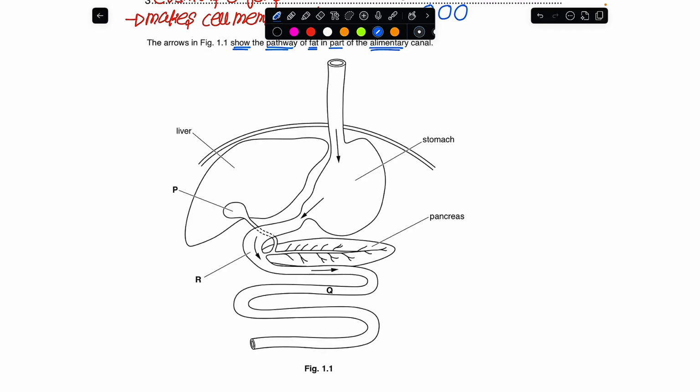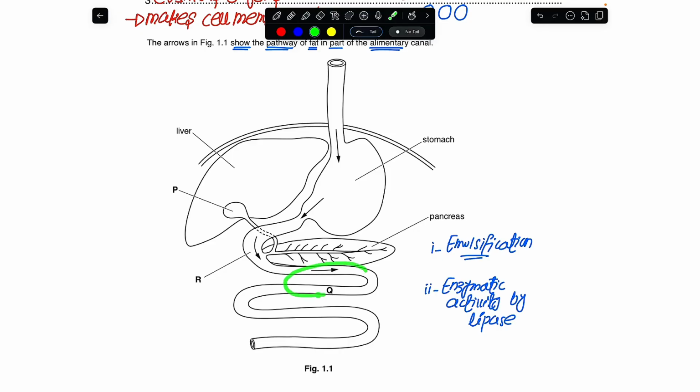The idea is very simple: fat digestion can be split into two major steps. The first step is emulsification, and the second step in the breakdown of the fat is the enzymatic activity, carried out by specialized enzymes, the lipases. So before the chemical digestion happens here at R, the emulsification would be done.